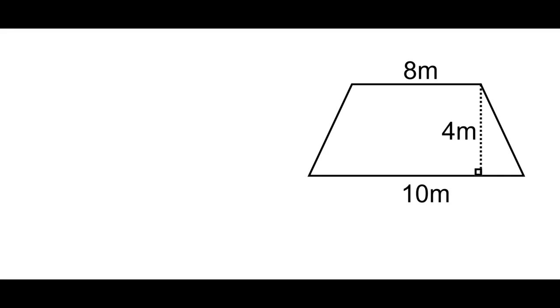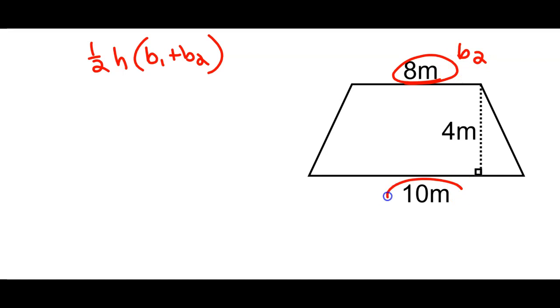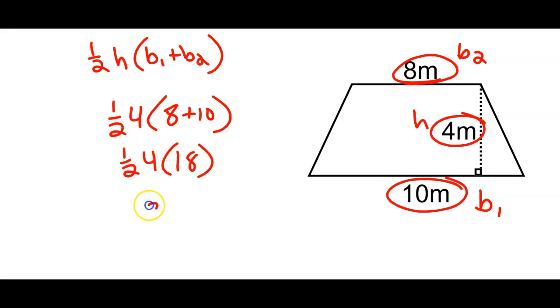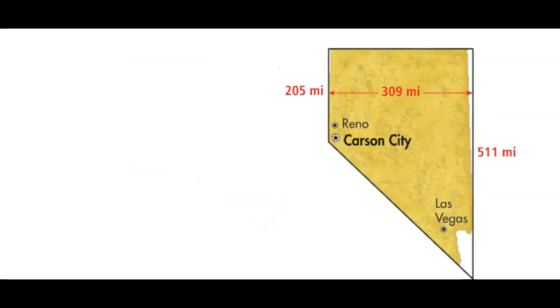For this one, I'm going to say base 1 plus base 2 times the height times 1/2. You can call it base 1 or base 2, it doesn't matter. Here's my height. So we've got 8 plus 10 times the height times 1/2. So you get 18 times 4 times 1/2, or 36, and this is in meters squared. That's your area. Here's one.